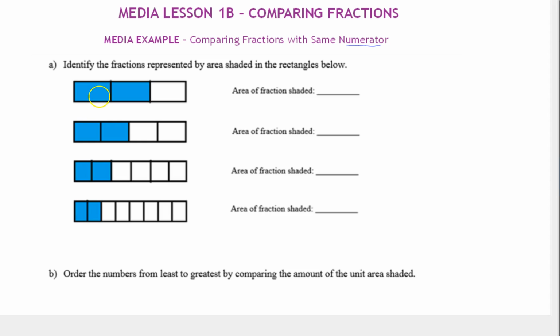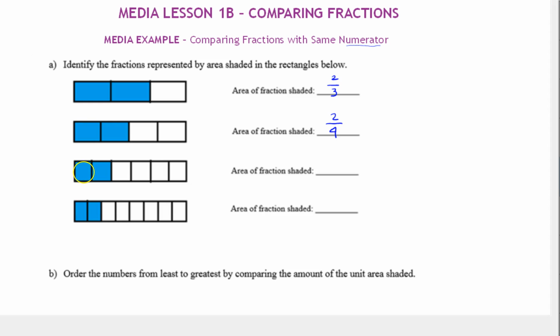So in this first rectangle, we have 3 equal pieces and 2 pieces are shaded. So we have 2/3. This rectangle is broken into 4 pieces, and we have 2 of them shaded, so we have 2/4.